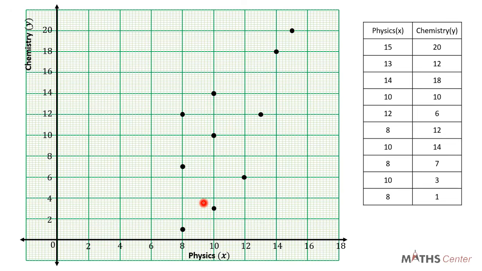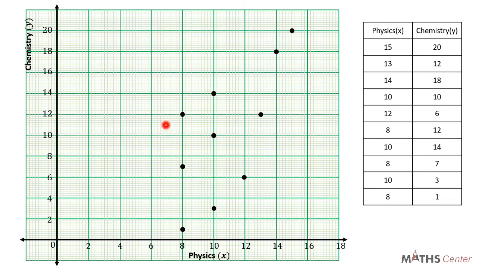8, 1 is here. I've already explained how to choose a scale for your graph, how to plot points on the graph sheet, and how to choose an appropriate position for the x and y axis in a series of videos. I will insert the link to that video in the description of this video. So if you have a problem with how to choose a scale for your graph, how to plot points on the graph sheet, or how to choose the best position for your x and y axis, you can check that video out.